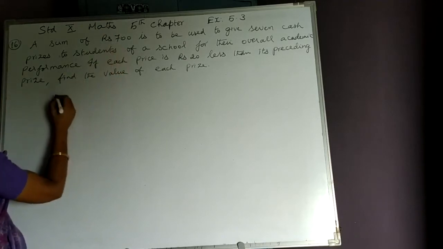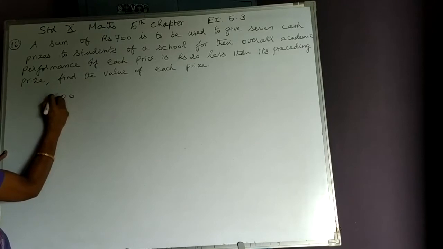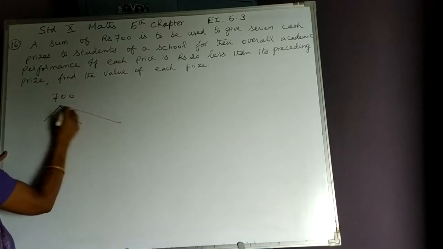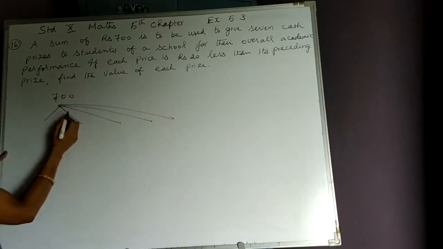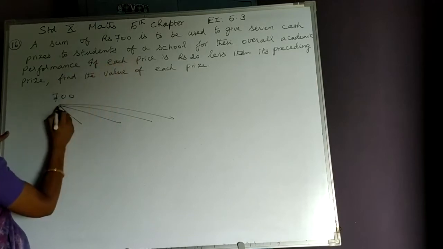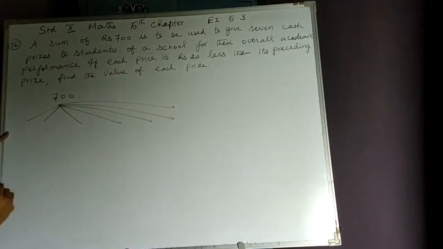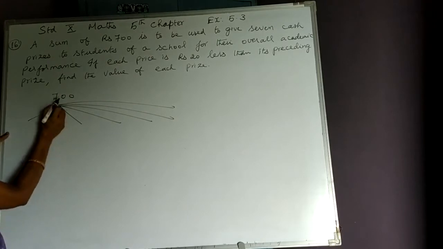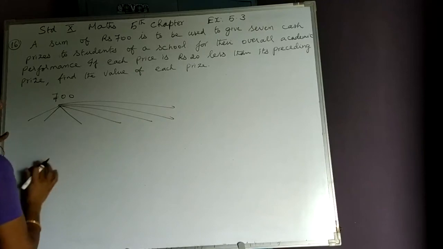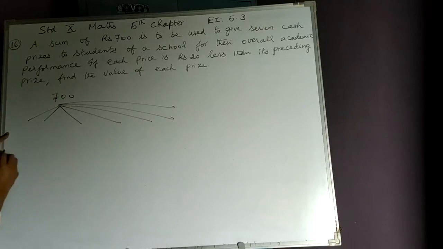So 700 is distributed among how many students? 7 students. So this is the total amount which is shared among 7 students. But how is it shared?